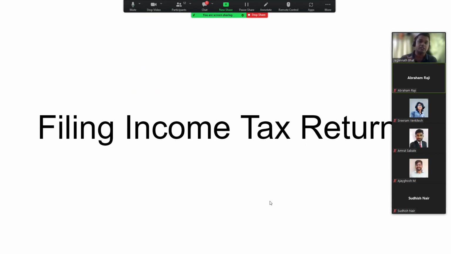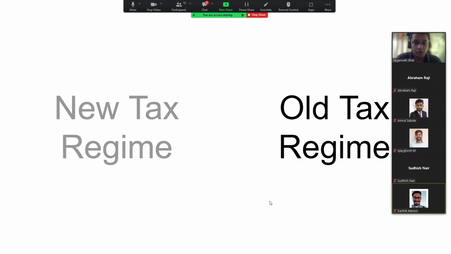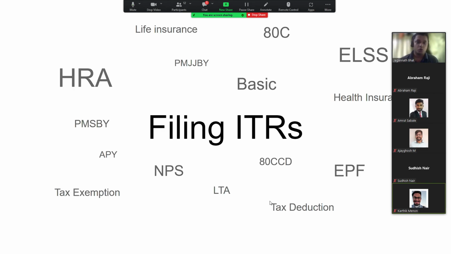Now let's come to the topic of filing an income tax return, or in short, ITRs. For this also, there is a difference between how we file ITR for the new tax regime and the old tax regime. For now, we'll talk about the old tax regime, and then we'll go to the new tax regime. For filing ITRs, you need to know a bunch of terms, at least these are things I'm familiar with, and these are things you should be familiar with in order to file ITRs. We'll go through all of these terms one by one and see if we can cover and understand all of them.